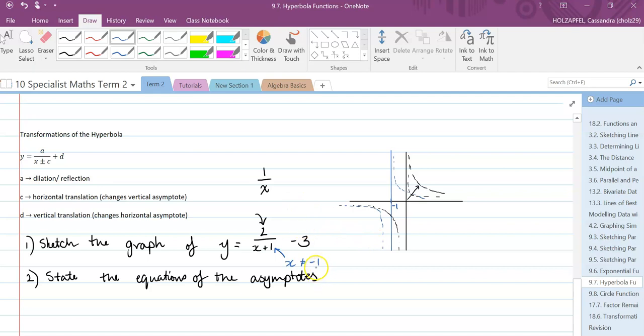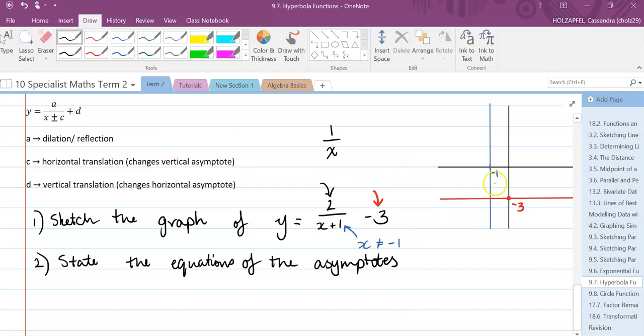Okay, the last thing that we need to do is draw in the horizontal asymptote. So this value for d here is equal to -3. So that means that my graph has shifted down 3. And so we're going to see our horizontal asymptote down here. So let's draw that asymptote in. So now what I'm going to do is use these new asymptotes, or these new lines that I've created, to help me draw my graph. So let's clean this up a little bit.